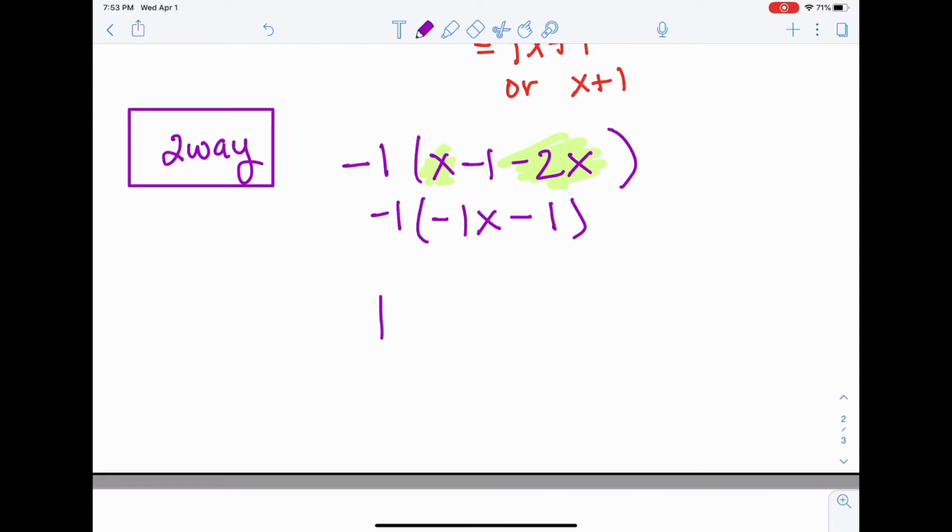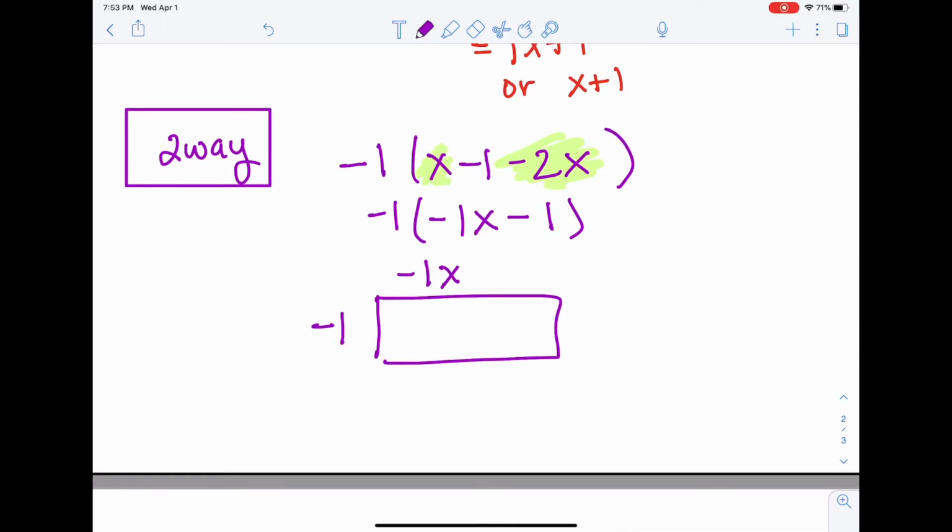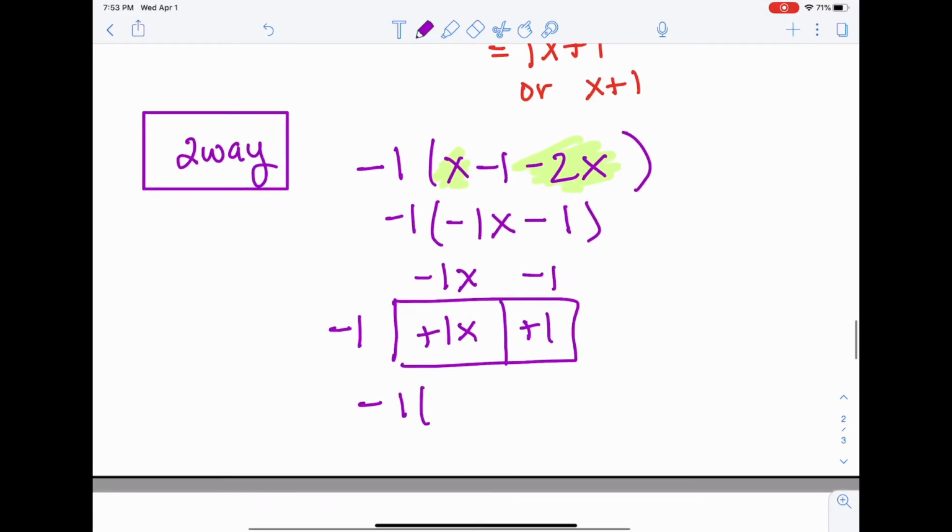So then I go ahead and set up my box. I have -1 in the front, -1x minus 1. So -1 times -1x is going to give me positive 1x. Negative 1 times negative 1 is positive 1. So as you can see, I actually end up getting the same answer. This is equal to 1x plus 1, or x plus 1.